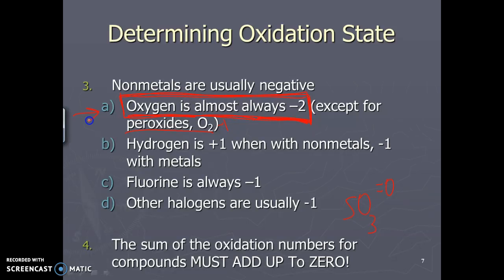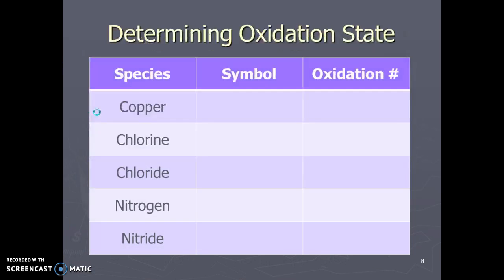Again, the biggest thing, especially this unit, is just remember, make oxygen the negative guy. He's going to be -2. That means the other guy has to be positive. Figure out what it needs to be. So take a minute and fill in this chart. There's a mix here. There's some elements, there's some ions. So go ahead and write the symbol and what you think the oxidation number is.